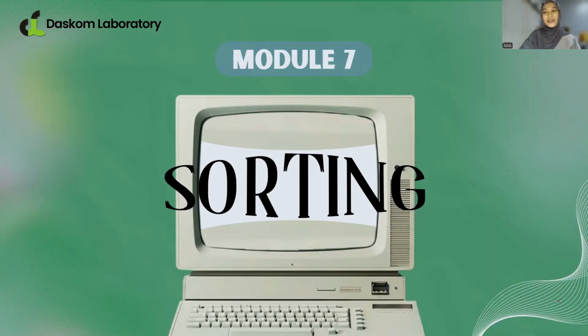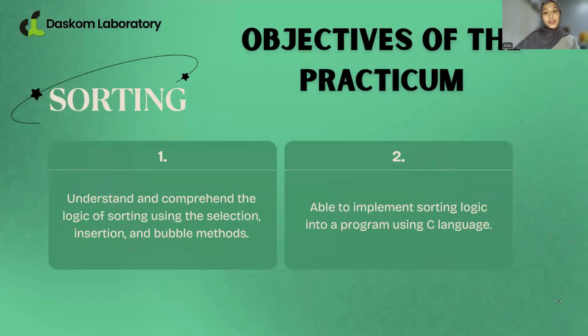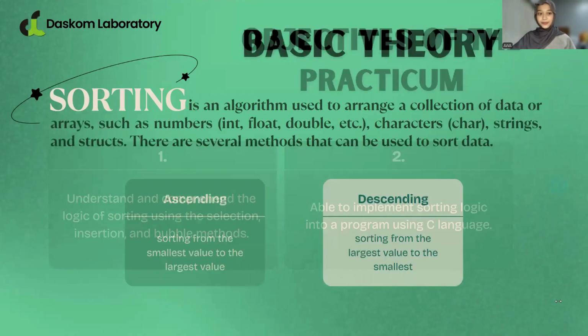Hello everyone! Back with me, the AWA assistant code, who will explain the meaning of sorting. First, we need to know the purpose of the sorting practicum. Number 1, understand and comprehend the logic of sorting using the selection, insertion, and bubble methods. Number 2, be able to implement the sorting logic into a program using C language.